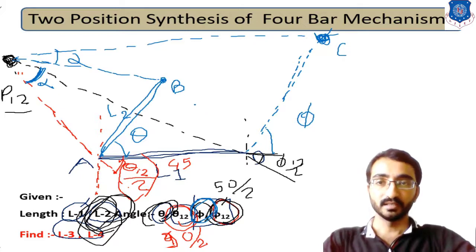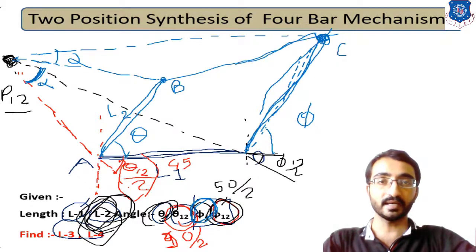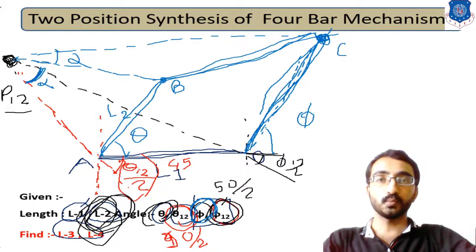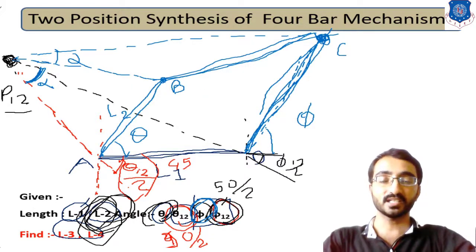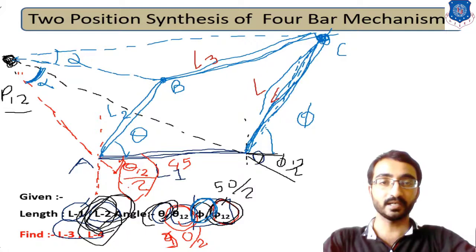Now simply join B point to C point, and C to your initial position. This gives the length of link number 3 and link number 4. In this way you can plot the two position synthesis of a 4-bar mechanism, and by considering this much data we can calculate the length of link number 3 and link number 4.